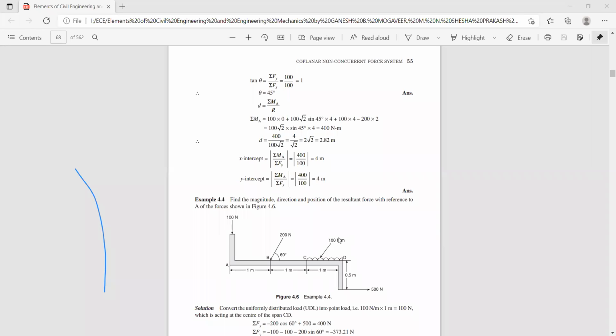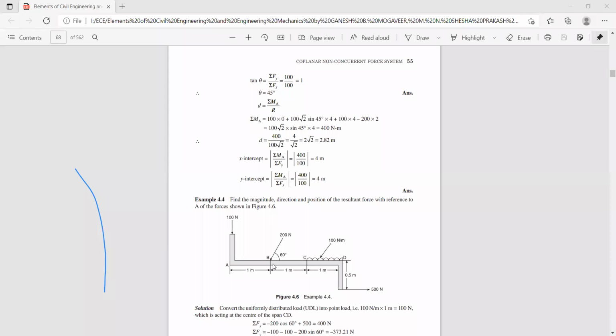So it will be converted to a point load, and this point load will act exactly at the center of this section. The center is 0.5 meter from point C and also 0.5 meter from point D. So in such a case, you need to convert the uniformly distributed load to a point load by multiplying the intensity with the distance.